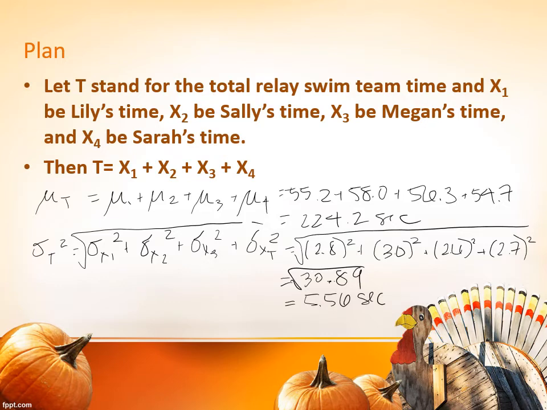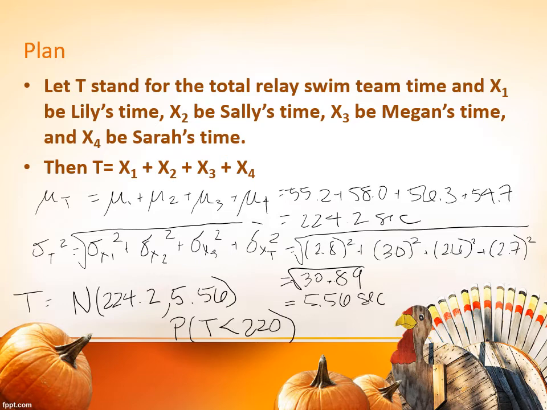So essentially what I'm saying is that T is normally distributed with a mean of 224.2 and a standard deviation of 5.56. And we're going to use this to find the probability that T is less than 220. Looks like a z-score to me. So let's do the do. I'm going to write this again: the probability that T is less than 220. So I definitely need to write this out.